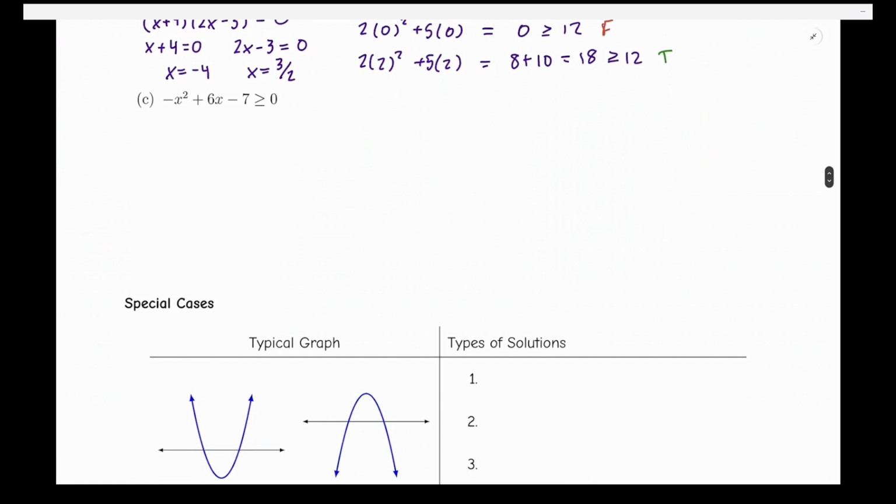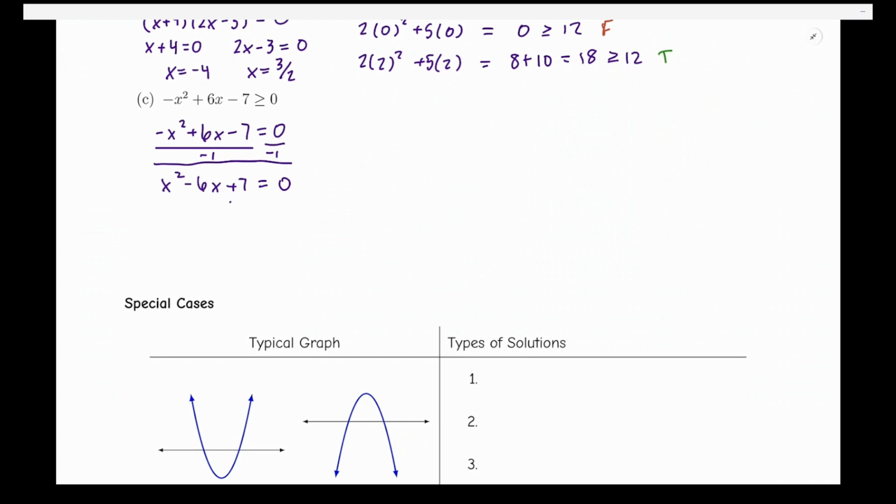Part C. Negative x squared plus 6x minus 7 is greater than or equal to 0. So again, find your critical points. So negative x squared plus 6x minus 7 is equal to 0. I'm actually going to divide everything by negative 1 because I like my leading coefficient to be positive. So we get x squared minus 6x plus 7 is equal to 0. And if you try to factor this, it's not factorable.